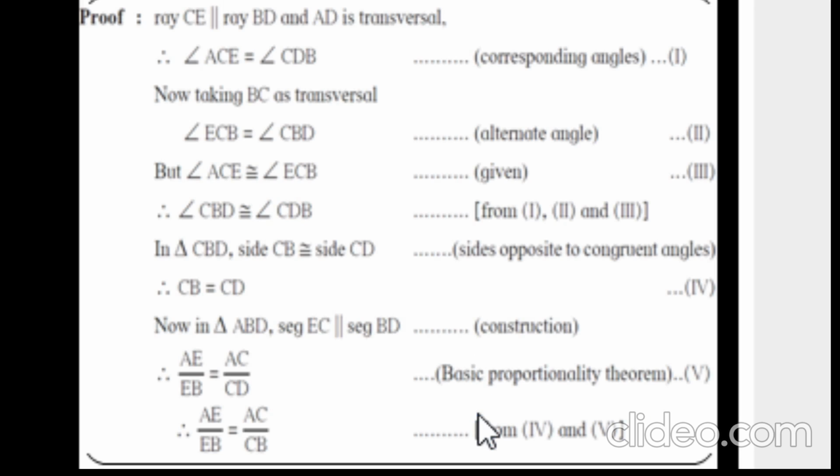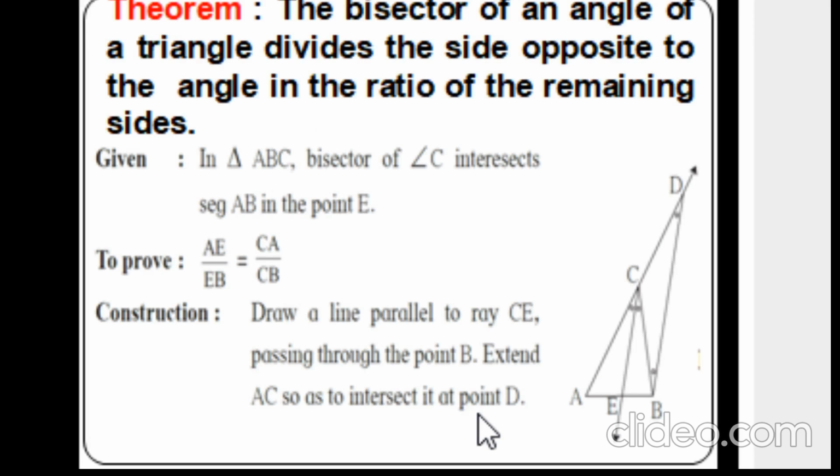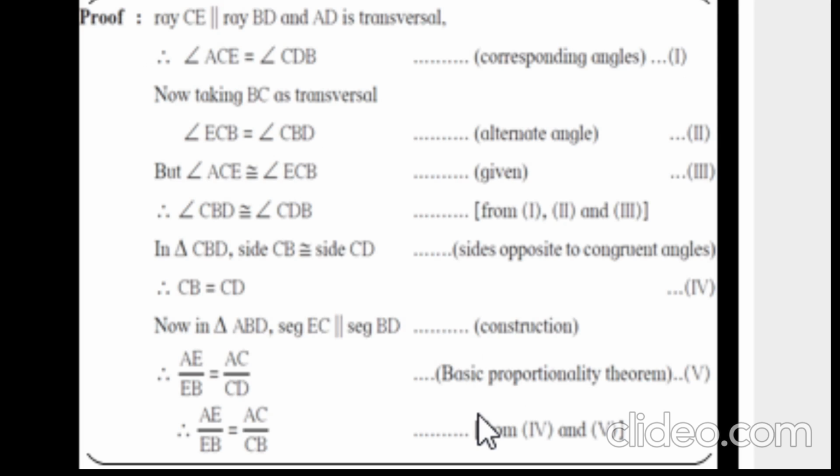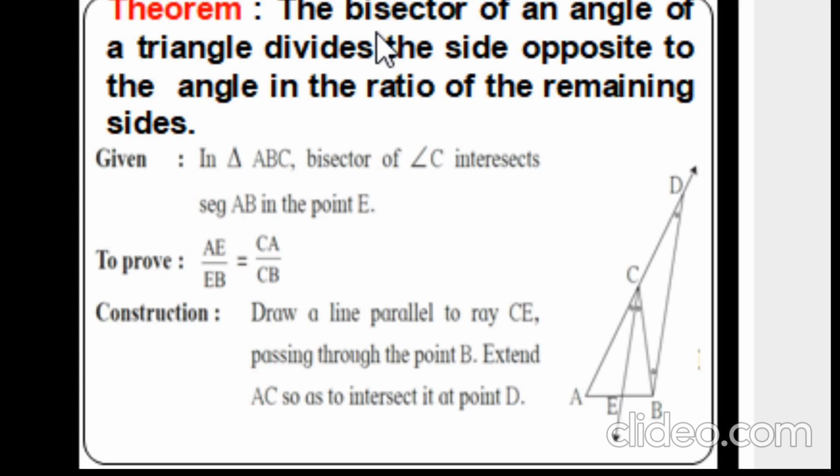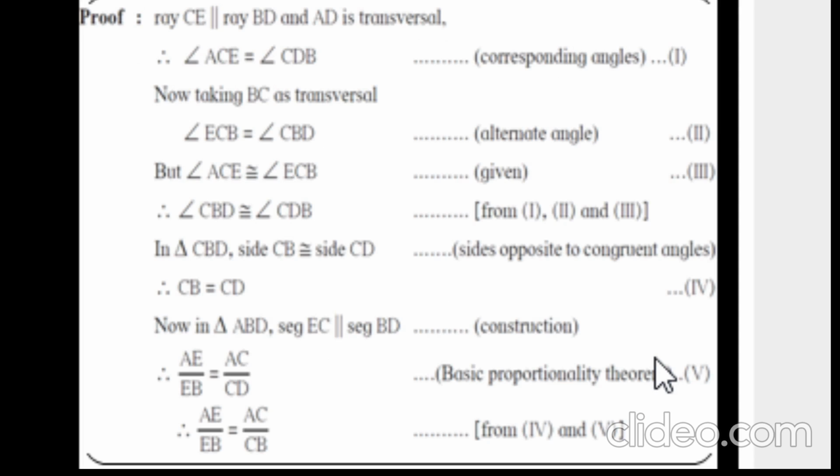I have already told you that the theorem you have to practice as it is given in your textbook, so you don't have to make any changes in it. Let's begin. Proof. Ray CE is parallel to BD and AD is transversal. Therefore, angle ACE is equal to angle CDB. These two angles are corresponding angles.